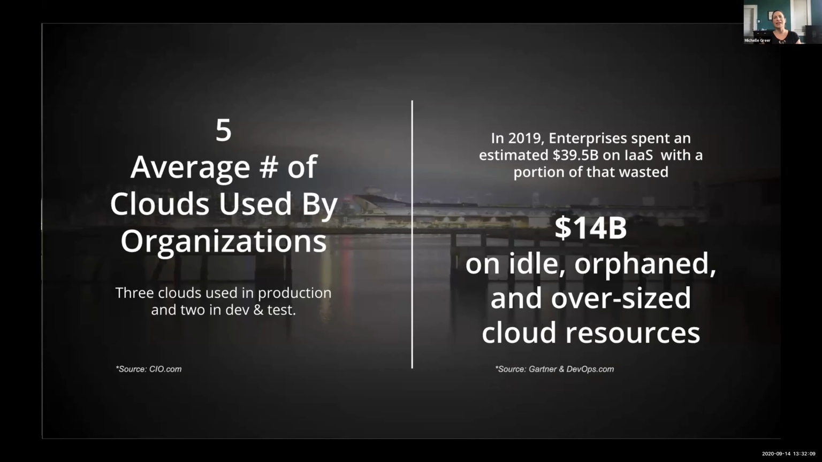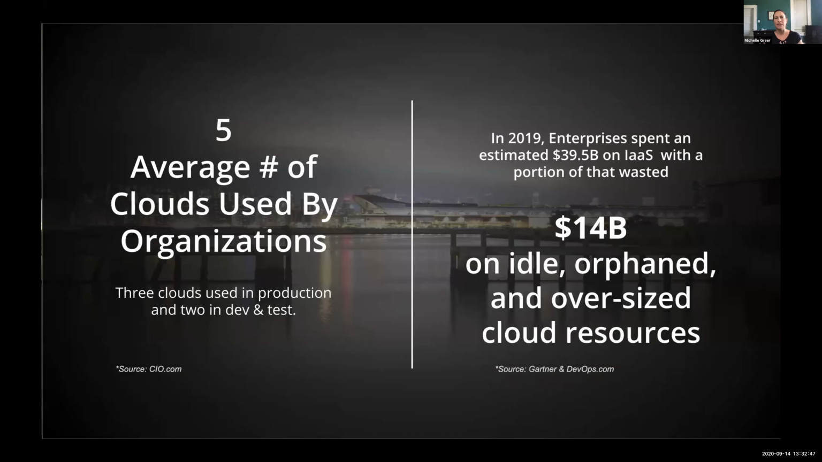So why are we here today? Hopefully you're trying to control your costs on cloud, and if that's the case, you're obviously not alone. The average enterprise uses on average 5 different clouds, and that's 3 for production and 2 in dev and test. So that's a lot of infrastructure to manage. It costs a lot of money. Enterprises are estimated to spend $39.5 billion in infrastructure, and 14 billion of that is wasted.